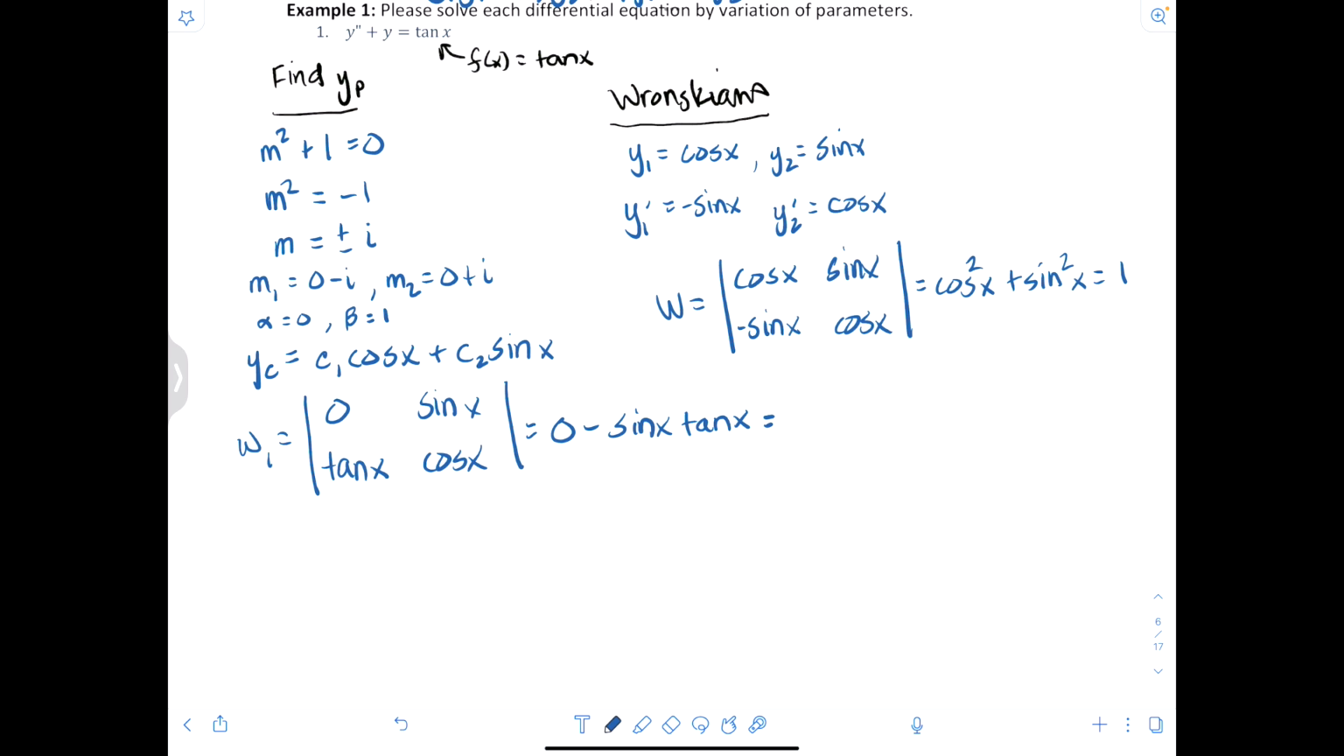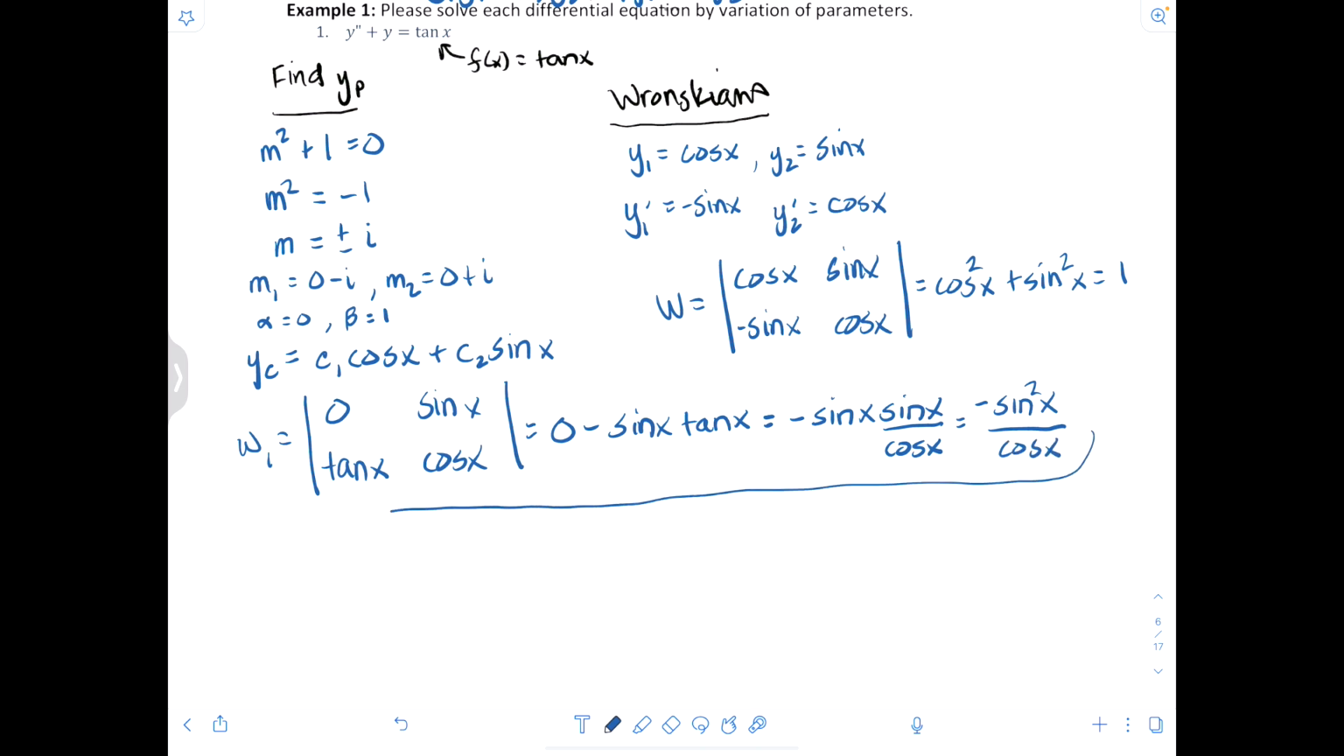is equal to, now this one, we want to get this in a form that's easy to integrate, so we're going to play with this. This is equal to negative sine x times sine x over cosine x. Cool so far? Which in turn is negative sine squared x over cosine x.